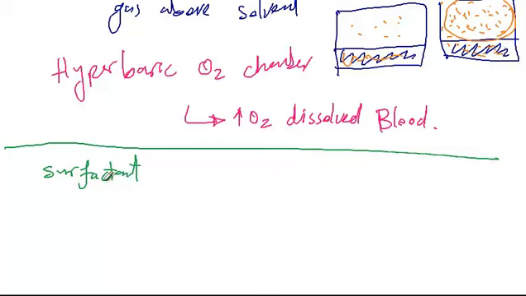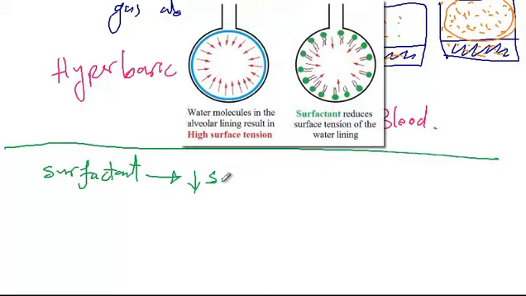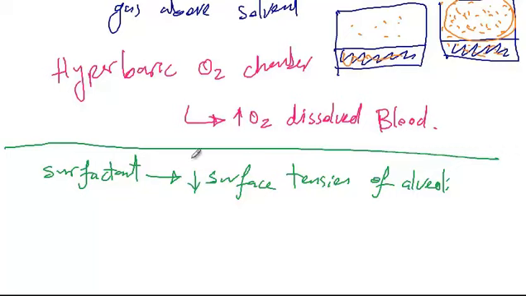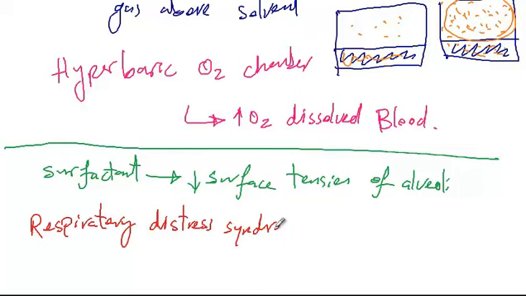Surfactant is basically a mix of phospholipids and proteins, and its function is to decrease surface tension of alveoli so that they wouldn't collapse on themselves. They would continue to maintain a balloon shape rather than collapsing on themselves. And so therefore, patients with respiratory distress syndrome, where there is deficiency of surfactant, are at increased risk of alveolar collapse.